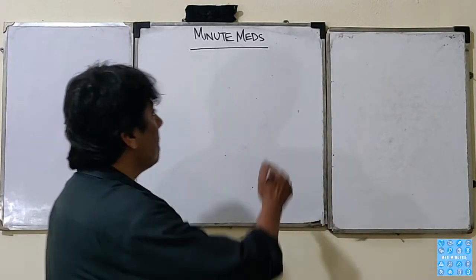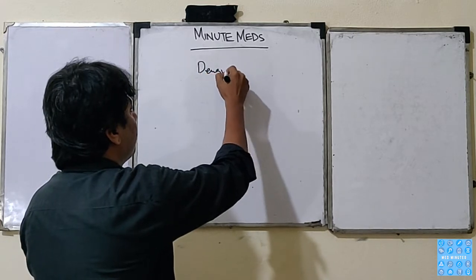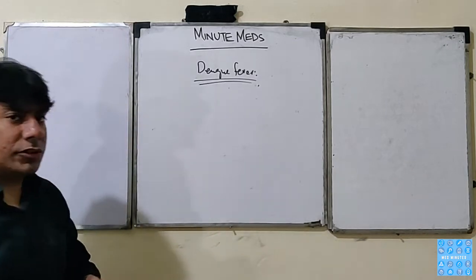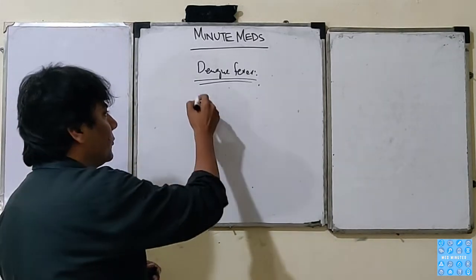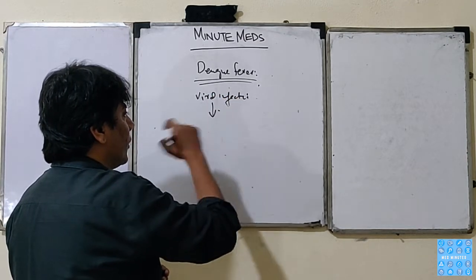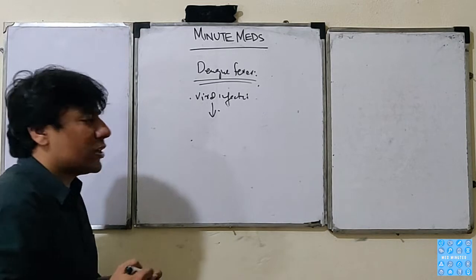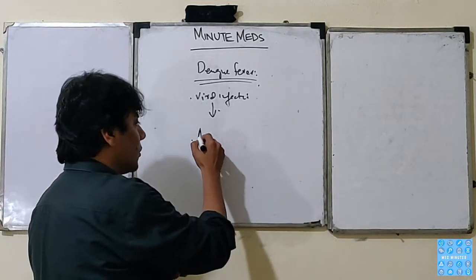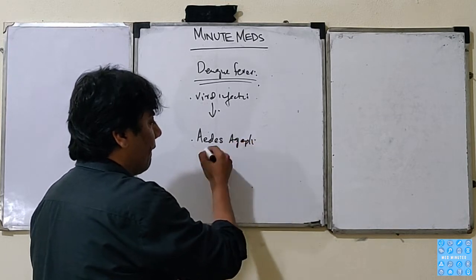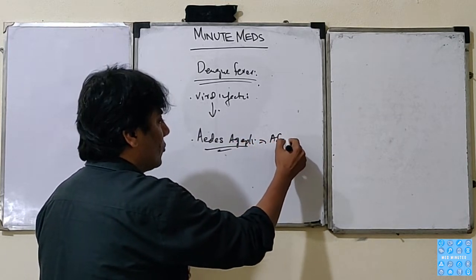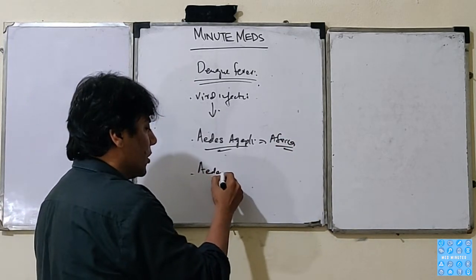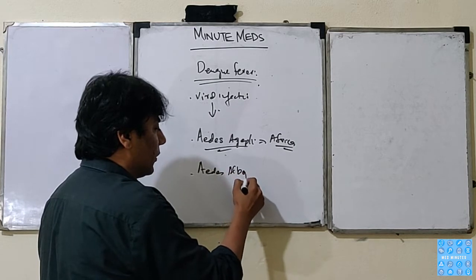Now we are going to study dengue fever. It's a viral infection that is transmitted by a vector, the mosquito Aedes aegypti. This is present in Africa, and in Asian countries we have Aedes albopictus.